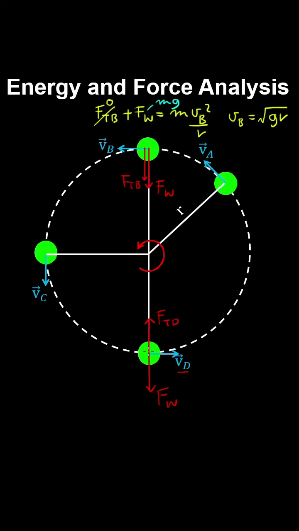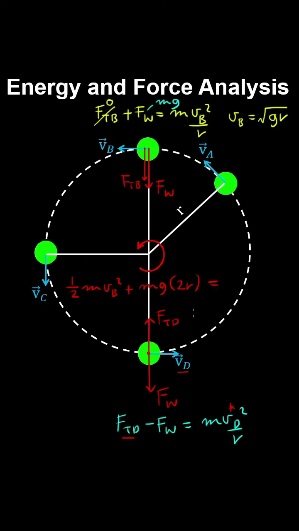And applying Newton's second law at D, to find the tensile force in the string and the speed at D, we need another equation, which is obtained using the conservation of energy. So taking our reference point at D and doing an energy balance between D and B, we have the initial kinetic energy plus the potential energy is equal to the final kinetic energy at D. So we can substitute for VB into this expression to find the speed at D, and then substitute for the speed at D to find the tensile force in the string.